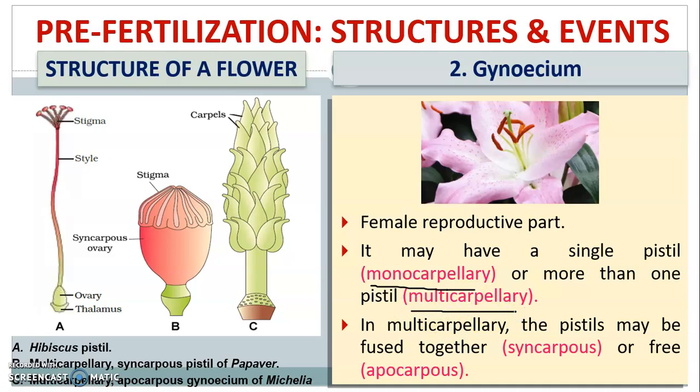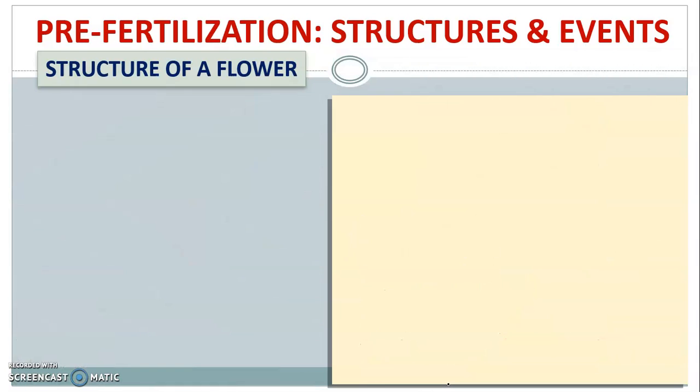So it depends on the number of pistils, the number of carpels present inside the flower, right? But if the flower has more than one pistil, then two conditions are there. Condition number one, these pistils may be fused. If fused, then it is the syncarpous condition. But if the pistils are free, then this condition is known as the apocarpous condition. So there are two conditions: pistils fused, syncarpous condition, and pistils free, apocarpous condition. Now move ahead.